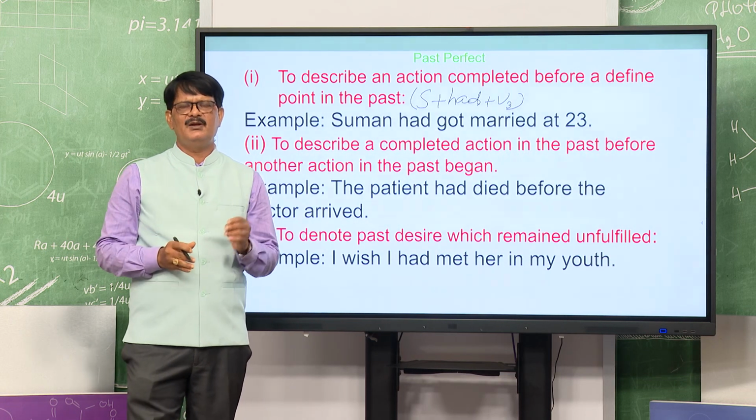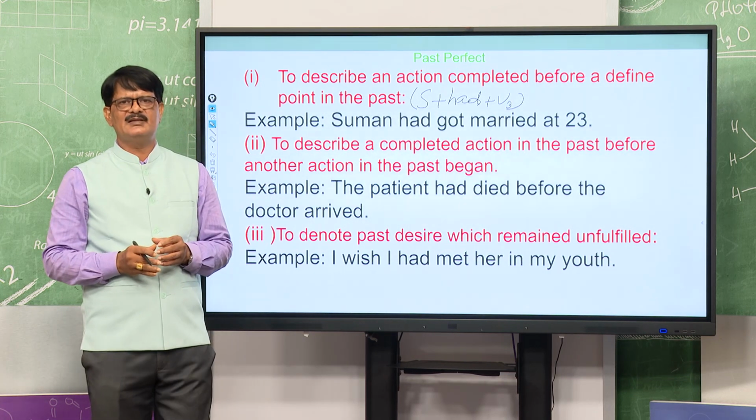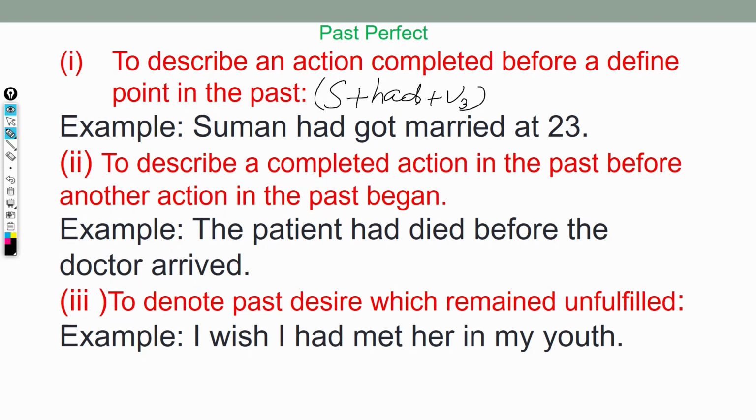Okay. First of all, remember the first rule: to discuss an action completed before a definite point in the past. Action completed at a definite point. Suman had got married at 23. That means a definite point is there, that is 23.